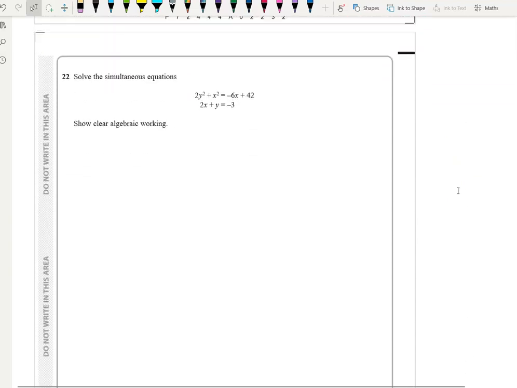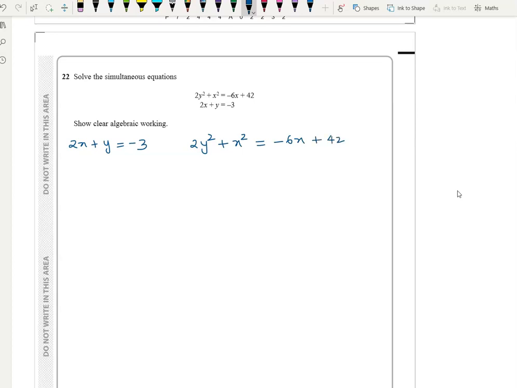Solve the simultaneous equation. So it is a non-linear simultaneous equation. The two equations are given to us. So first one is 2x plus y equal to minus 3, and we have another equation, 2y square plus x square equal minus 6x plus 42.